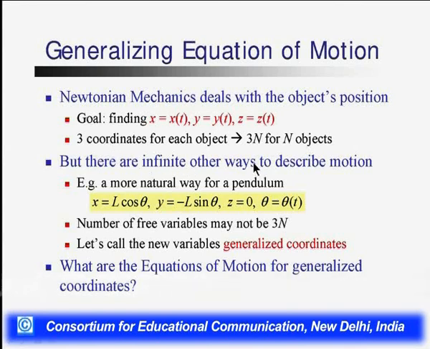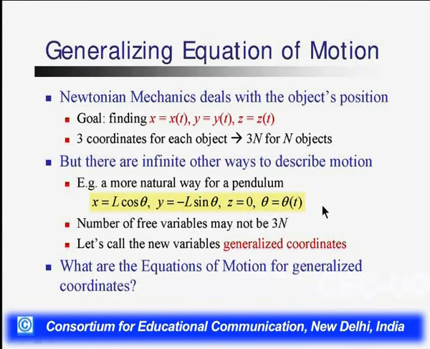It is the goal of Newtonian mechanics to define the object's position with respect to time. The coordinates for each object are defined by 3n for n objects. For one object we define three coordinates, and if we have n objects, then we define 3 times n coordinates. But there are infinite other ways to describe the motion. For example, for the motion of a pendulum, we define the coordinates in terms of an angular value. Here x equals L cos theta, y equals minus L sin theta, z equals 0, and theta equals theta(t).